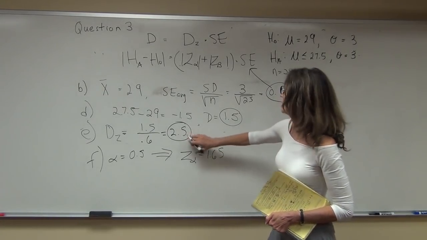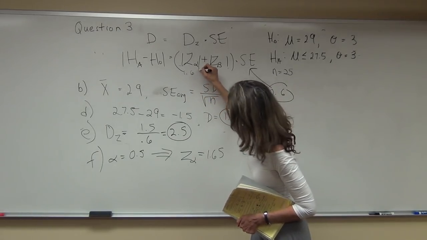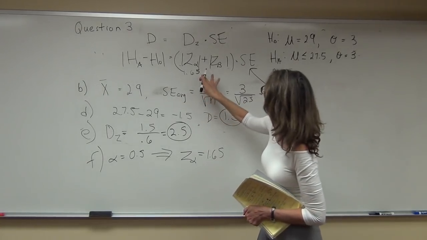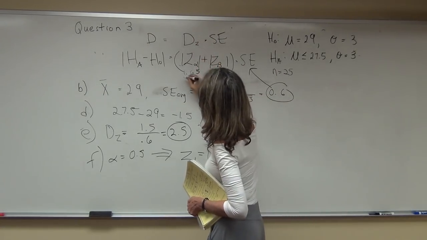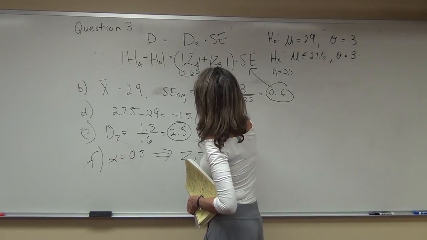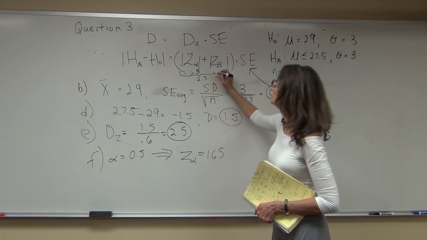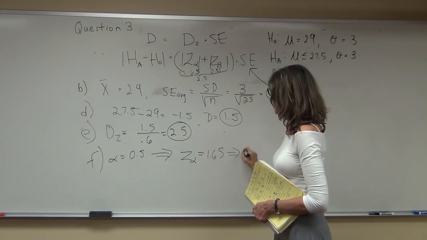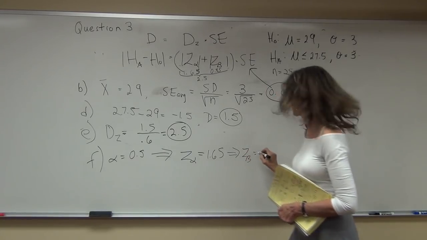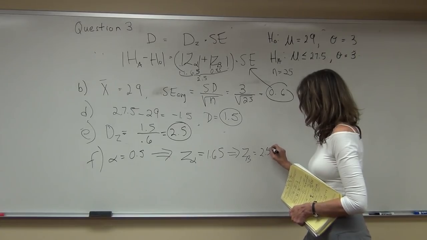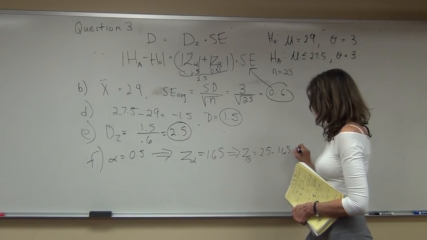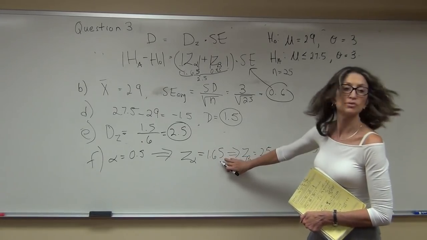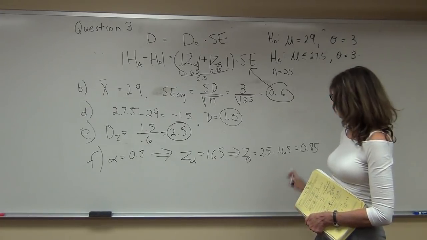Well, z alpha plus z beta, so this is 1.65. The whole thing together, we said dz is 2.5. So 1.65 plus what is 2.5? That has to be 0.85. So that means that z beta is equal to 2.5 minus 1.65, which is 0.85. And I'm just doing all absolute values. All right, so now we've got that.